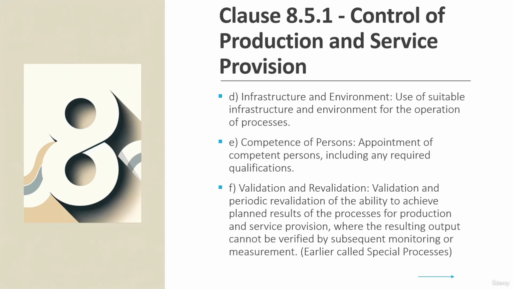Another thing as a part of control is infrastructure and environment. So you need some infrastructure for doing the job. You need the right environment. And then the competence of people. You need the right people for doing the job.